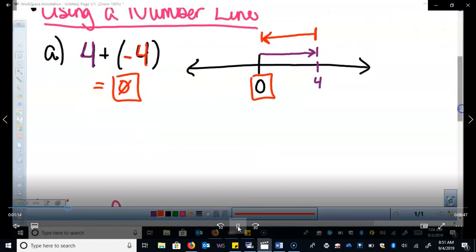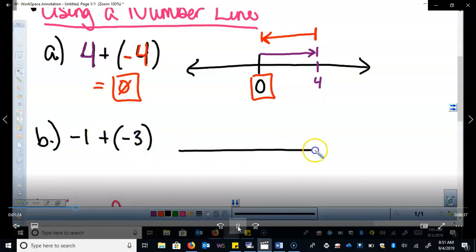Okay, let's go ahead and do another. Let's try -1 plus -3. So what if they're both negatives? We still start at 0. We take our first number, -1, which means we go in the negative direction 1 spot, which leaves us at -1. And now we add -3, which means we go 3 spots more in the negative direction.